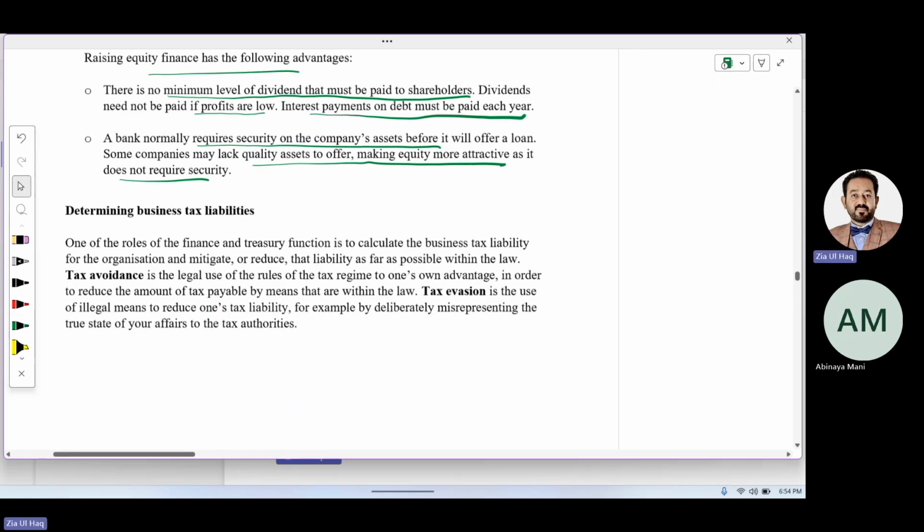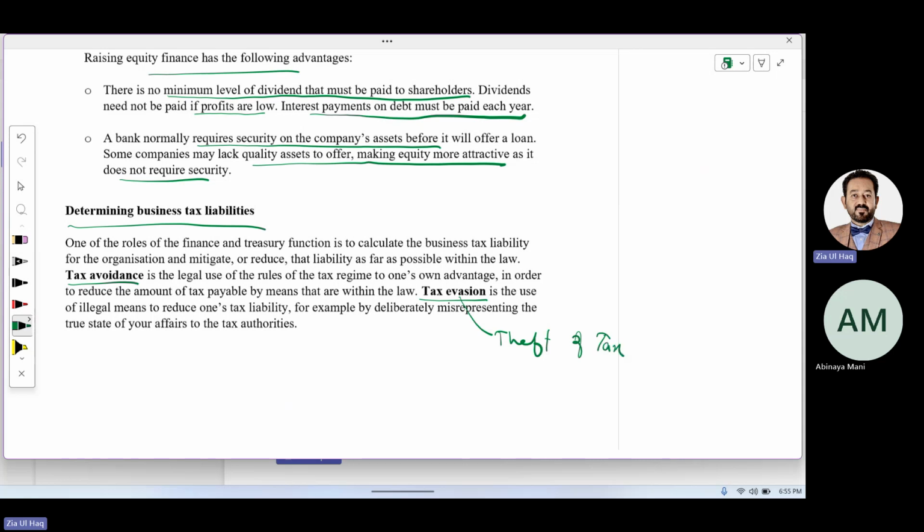The function of a treasury department is also determining business tax liability. There are two ways to reduce tax. One is called tax avoidance and one is called tax evasion. Tax avoidance: according to rules, you can save tax. According to rules, if you are saving tax, that is called tax saving or tax avoidance. If due to non-compliance with the rules, meaning due to fraud, you are saving tax, that will be called tax evasion, meaning theft of tax money.